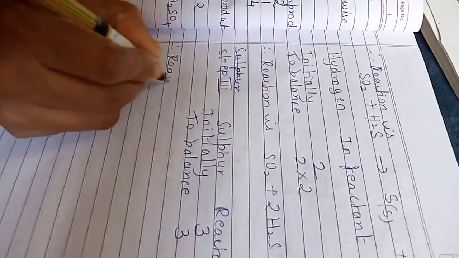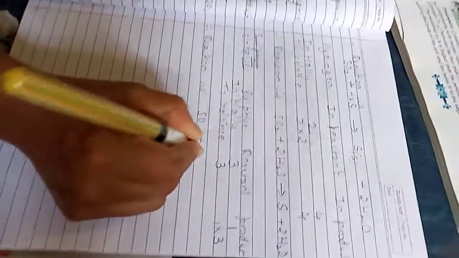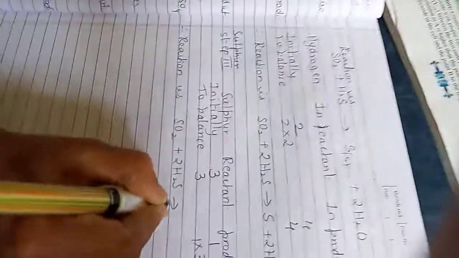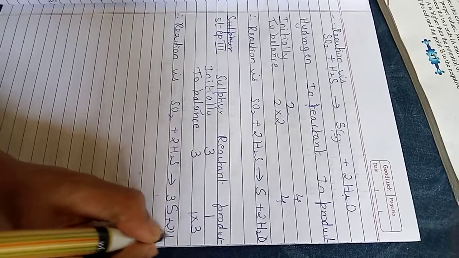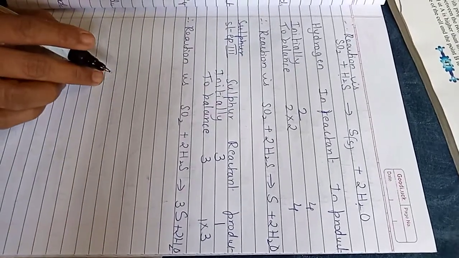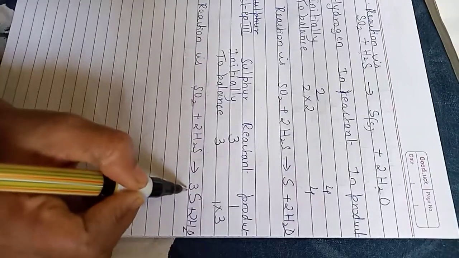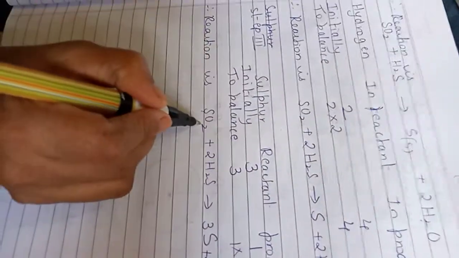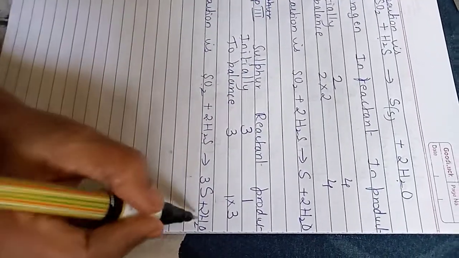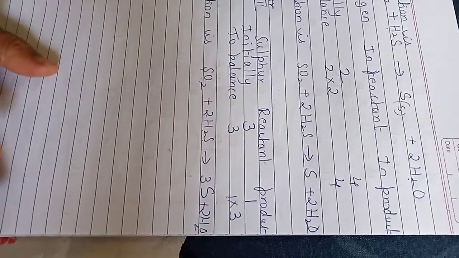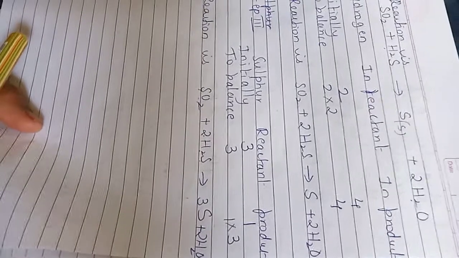Therefore, reaction is SO2 plus 2H2S giving rise to, in product I have multiplied sulfur by 3 plus 2H2O. See whether it is balanced now. S 1 plus 2 is 3, product 3, done. Oxygen 2, product 2, done. 2 2s are 4 hydrogen, 2 2s are 4 hydrogen. Over. Job is over here. Okay.